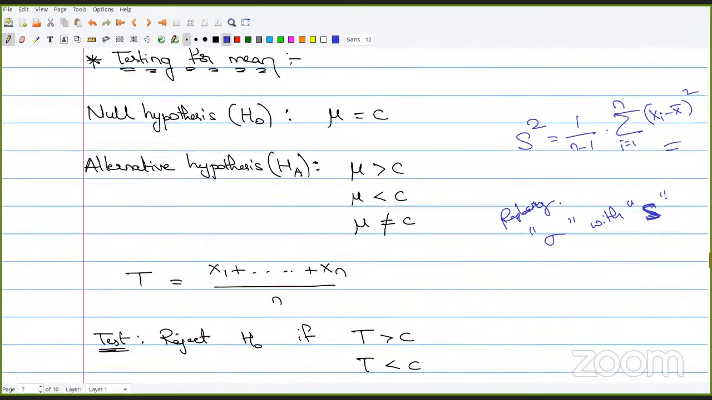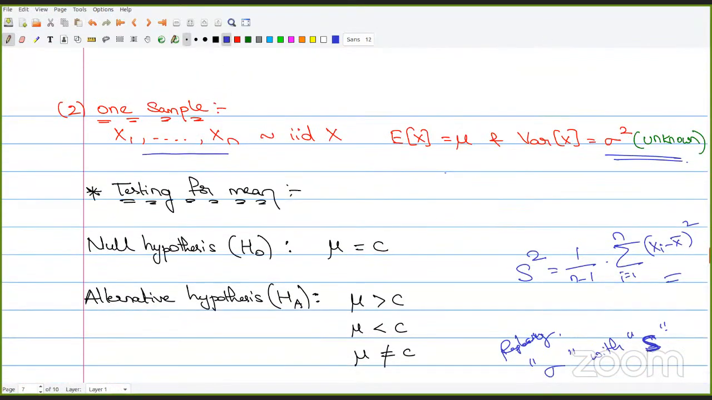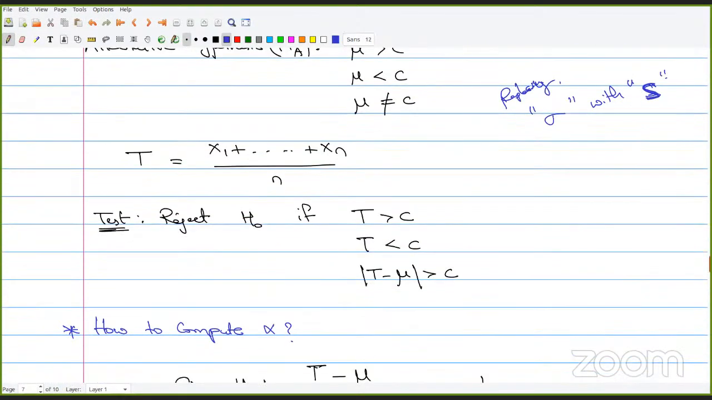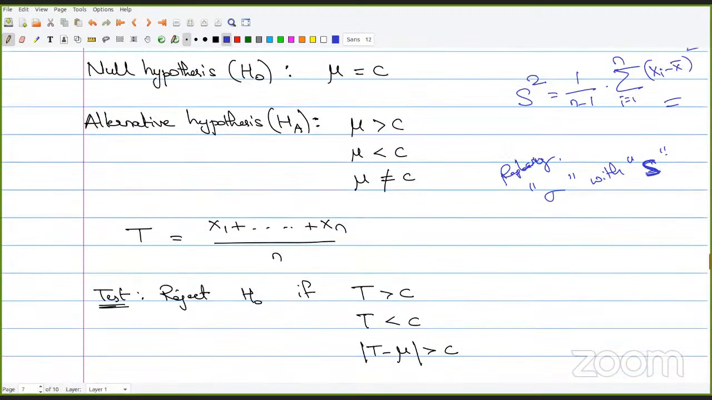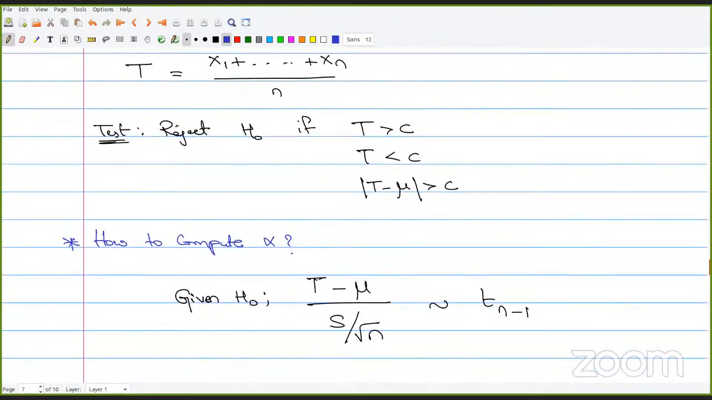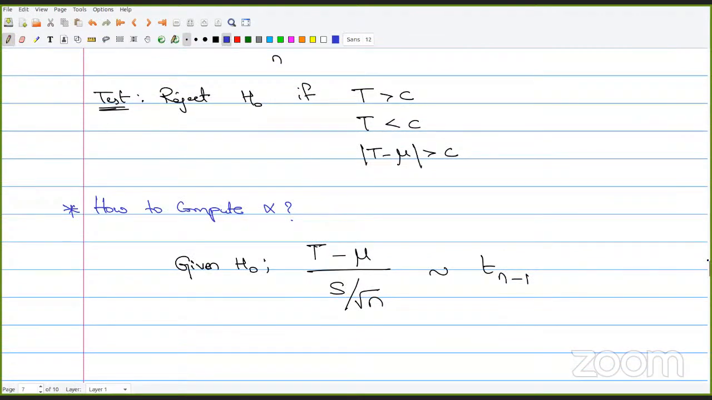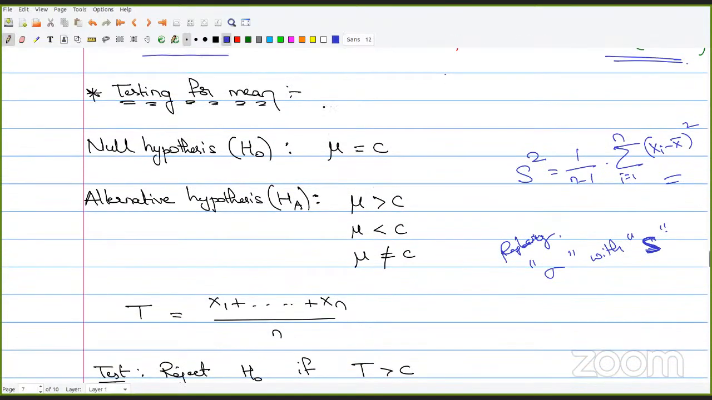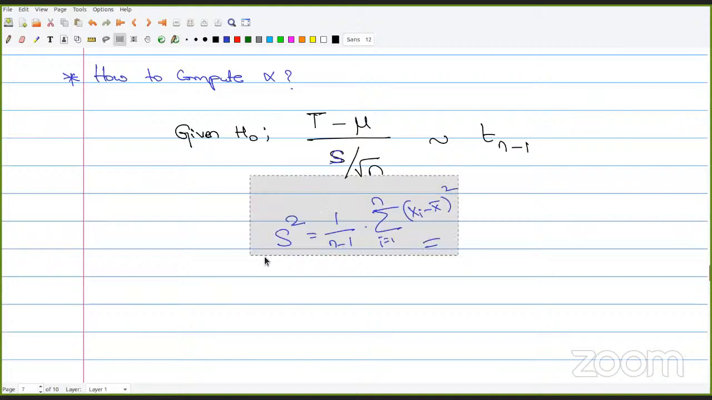So the same thing. The null is that we are actually testing for the mean only, and the test statistic is the sample mean. You are going to reject if t is greater than c, t less than c, or t minus mu greater than c. And how do we compute alpha? If H naught is given, then for this t minus mu, you can see that instead of sigma, we have S, where S is the sample standard deviation.